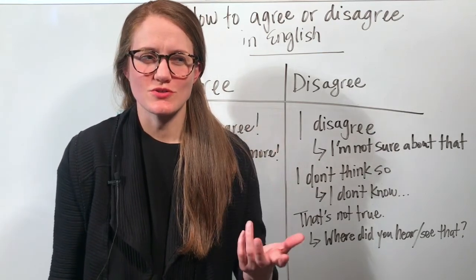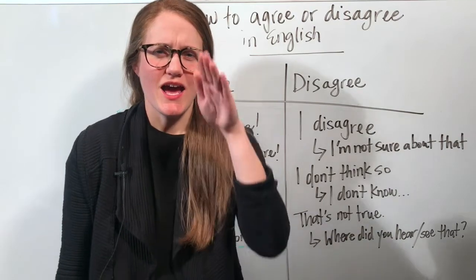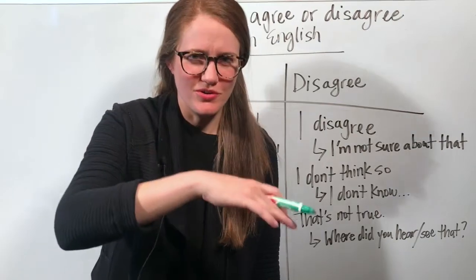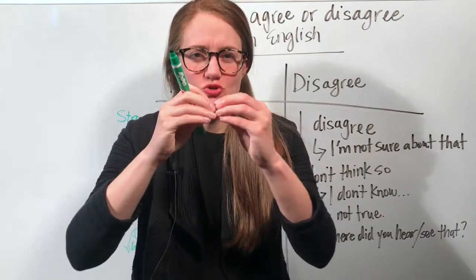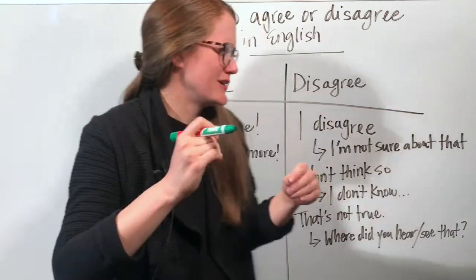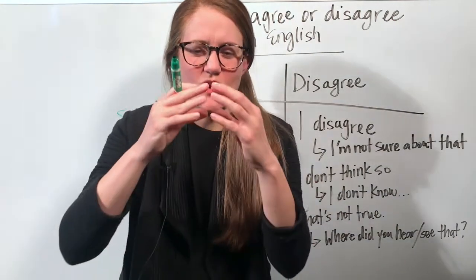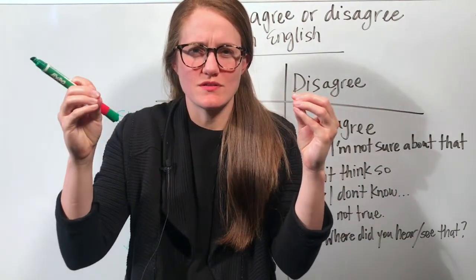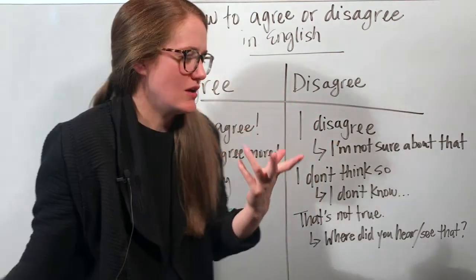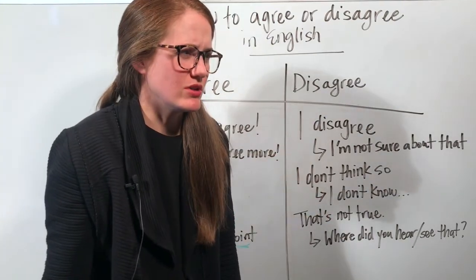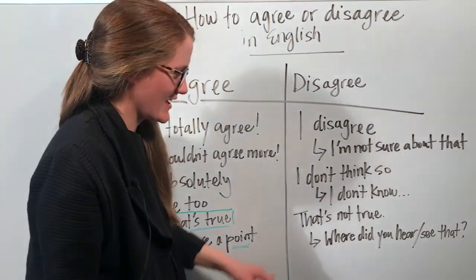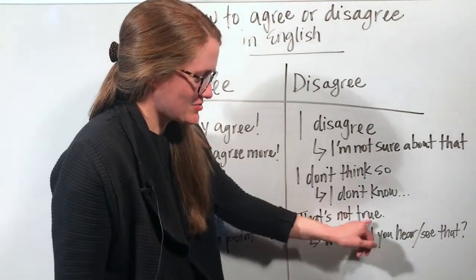So if you want to show your disagreement, you might need to say it like this, I don't know. Use a little intonation, draw out this sentence. I don't know about that, right? And when you draw out your words, you make them a little bit longer, you show doubt, okay? Yeah, maybe you want to put your eyebrows together. I don't know. Okay, and then our last one, that's not true.